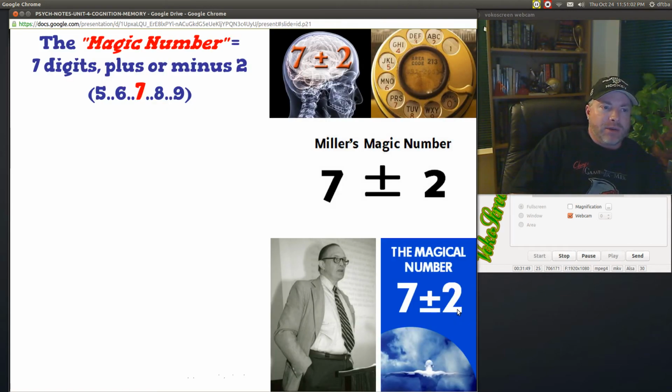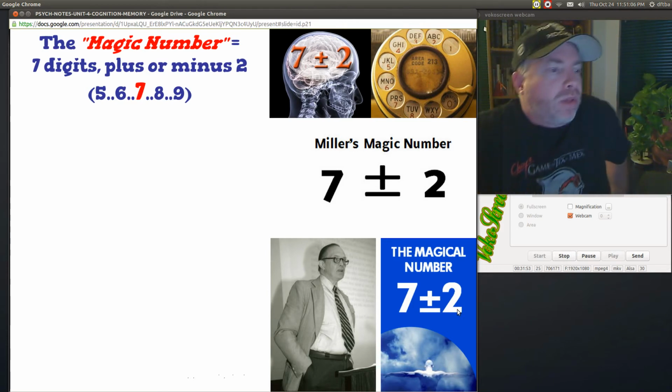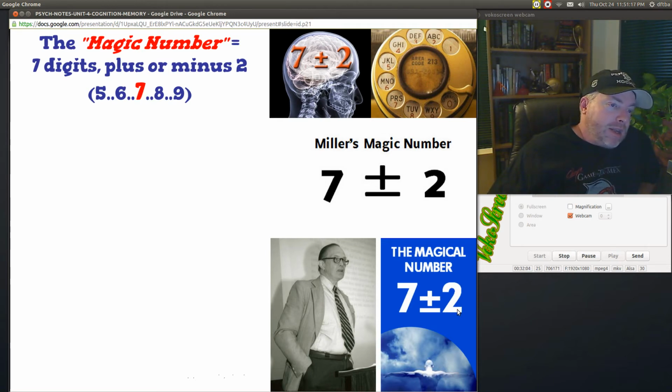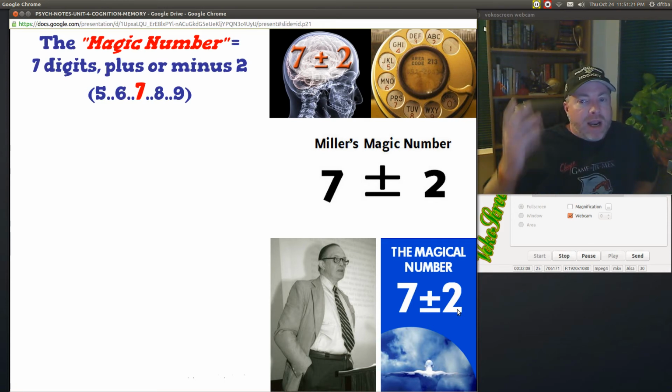The magic number, 7 plus or minus 2. And remember to pause these as you go through if you need to pause it and write some things down into your notes. But you've got the number 7, and plus 2 would get you up to 9. If you subtracted 2, it would get you down to 5. So 7 plus or minus 2 is anywhere from 5 to 9 digits.